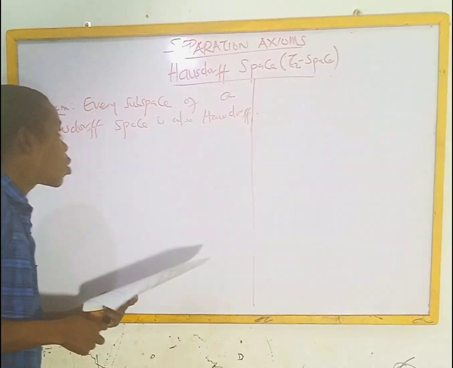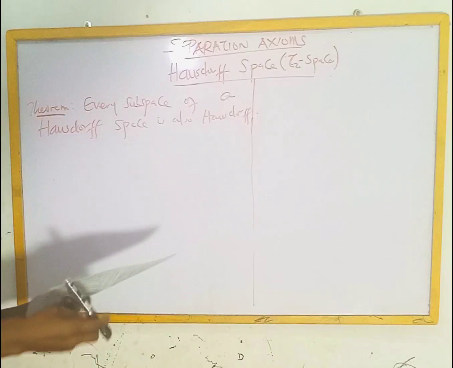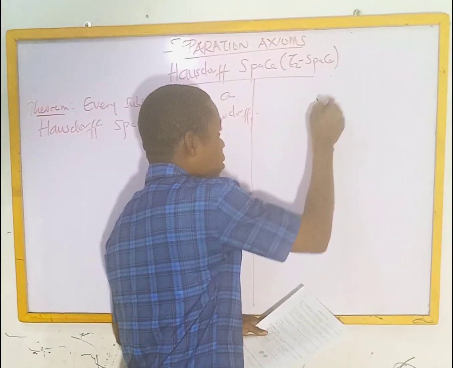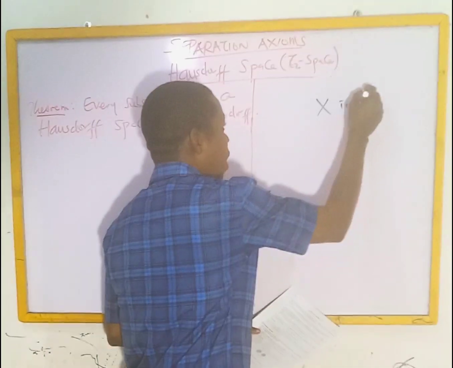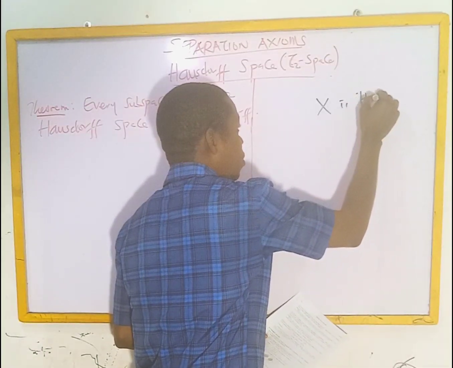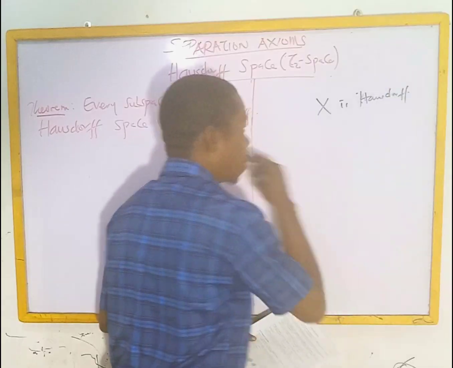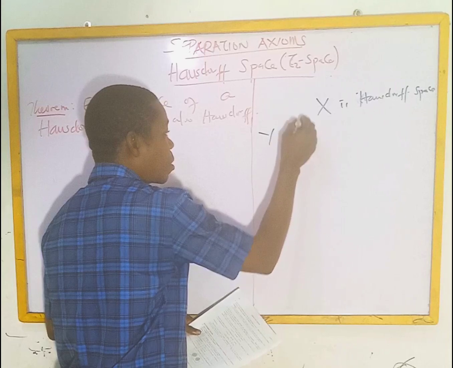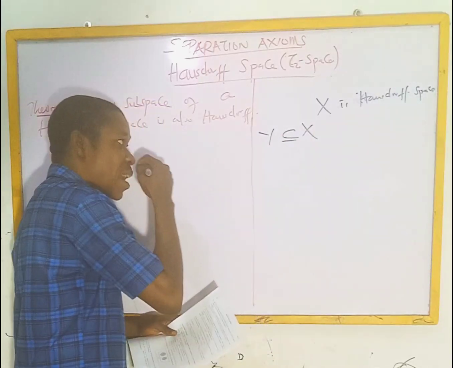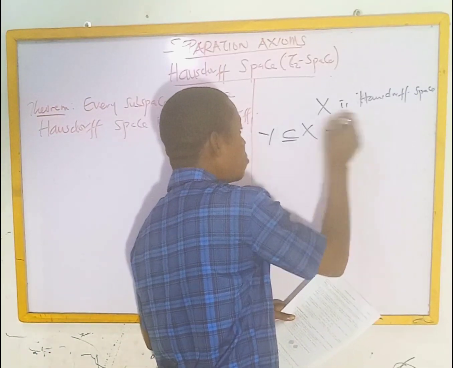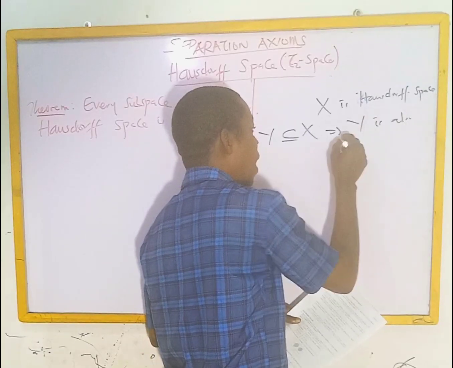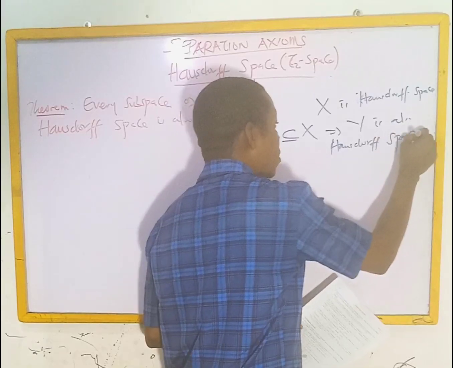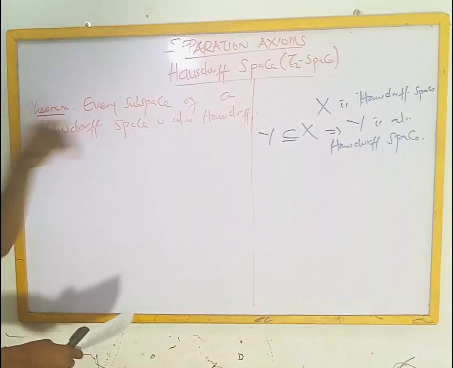Are you getting that? So every subspace of this that you have now is also a Hausdorff space. Like I said, if my X is a Hausdorff space, then you have your Y be a subset of that topological space, a subspace of that X. Can we show that this Y is also a Hausdorff space? So that is what this result is telling us.